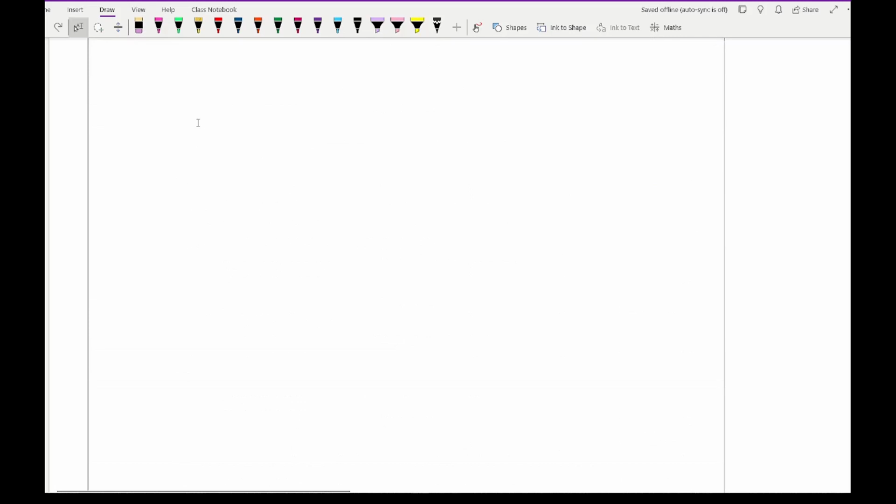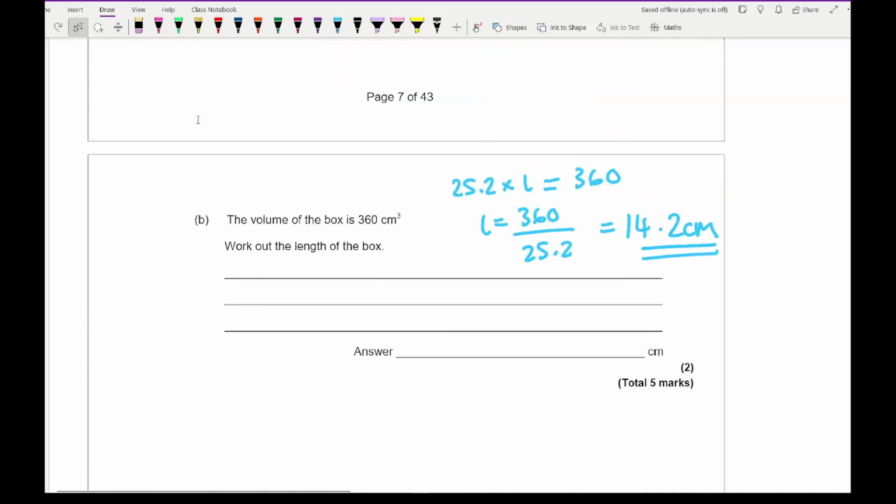And if I didn't have a calculator, you're probably thinking, well, how have you done that without a calculator? Well, I could have done 84 over 10 times by 3 equals 252 over 10, which is 126 over 5, and that gives me the same answer as 14.2.